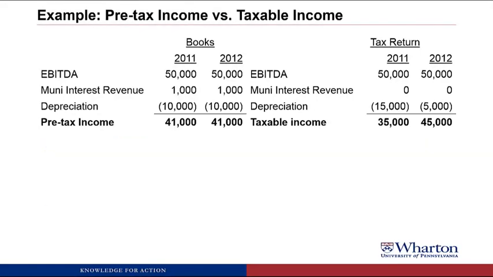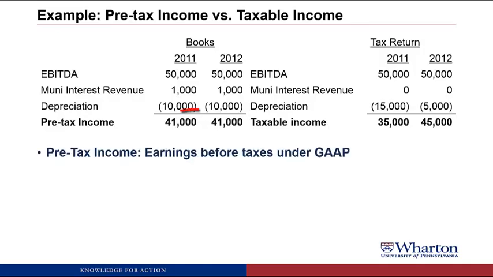Next, we're going to look at the differences between pre-tax income and taxable income. So we've got EBITDA, we've got our muni interest revenue, we've got our depreciation. That's all that we're going to have for this example. On our financial statements or books, we have pre-tax income. Those are the earnings before taxes under GAAP rules. And as you can see, it's $41,000 each year, $50,000 plus $1,000 minus $10,000.